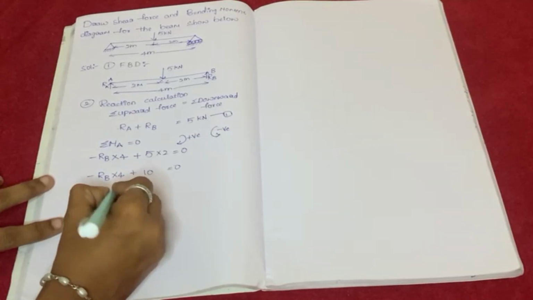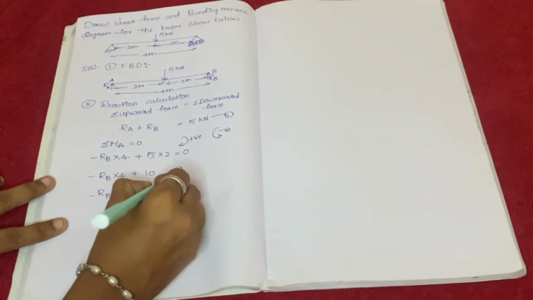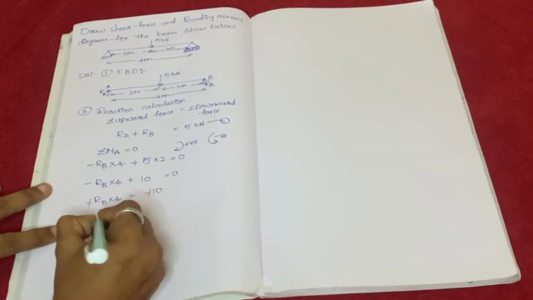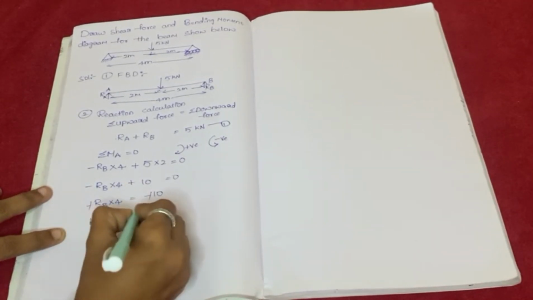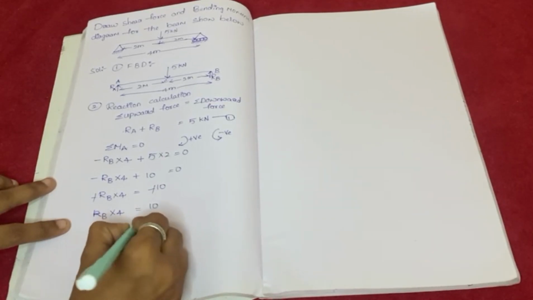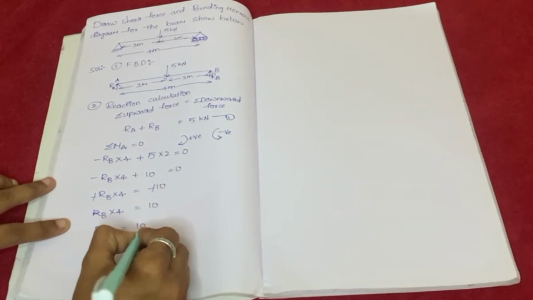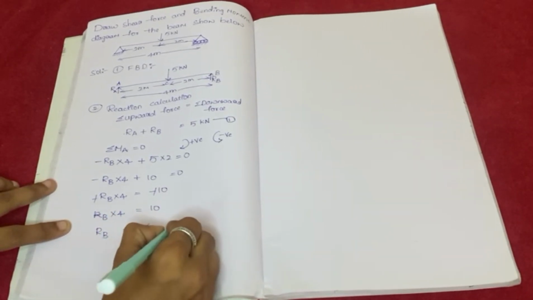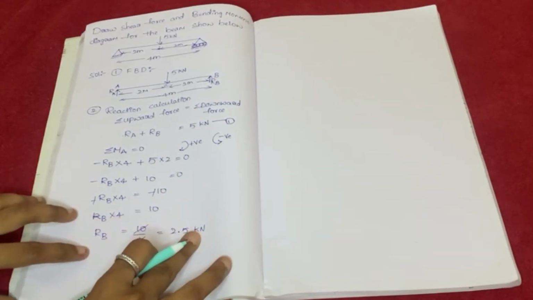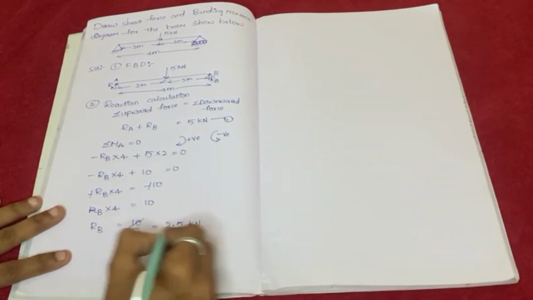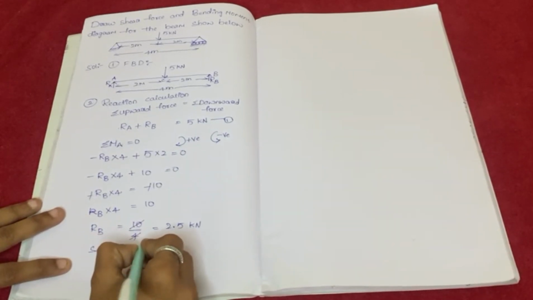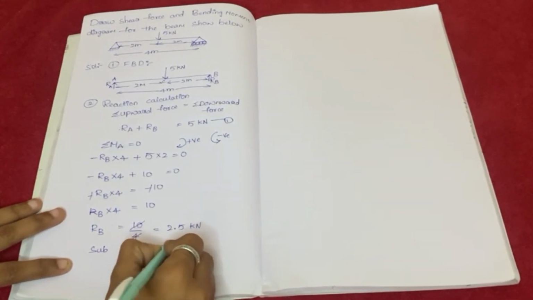Minus RB into 4 is equal to minus 10. Minus cancels. RB into 4 is equal to 10. RB is equal to 10 by 4, which is equal to 2.5 kilonewton. RB is 2.5 kilonewtons. Substitute RB in equation 1.